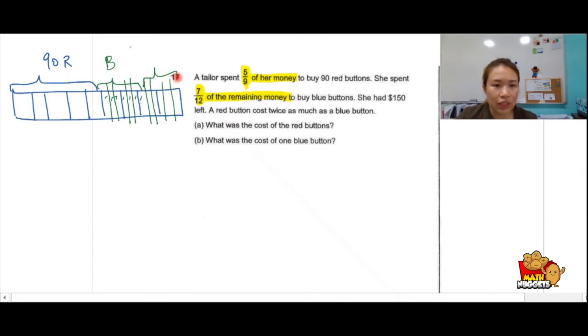And she had $150 left. And the red button costs twice as much as a blue button. Okay, let me cut these up first. If a red button costs twice as much as a blue button, what is the cost of a red button? Wait, first, over here I have how many units? 150. I have 1, 2, 3, 4, 5. 5 units. So 5 units is $150.